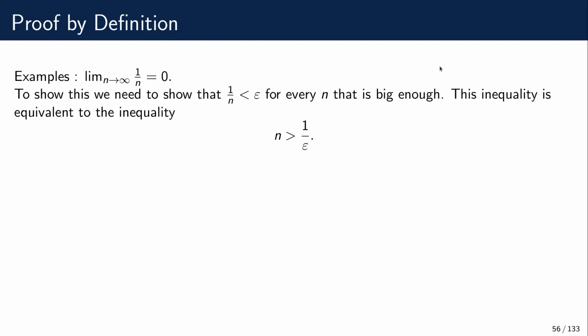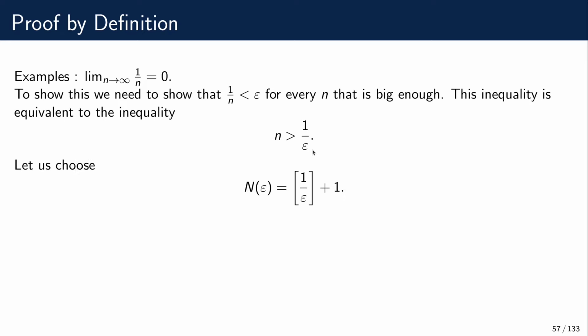Now we can manipulate this inequality, since these are positive numbers. We see right away that this inequality is equivalent to n being greater than 1 over epsilon. But of course, n is a natural number. So what we can do here is take the floor function, right? We can round this value to a natural number. But then again, we could be decreasing this, but we decrease it by at most 1.